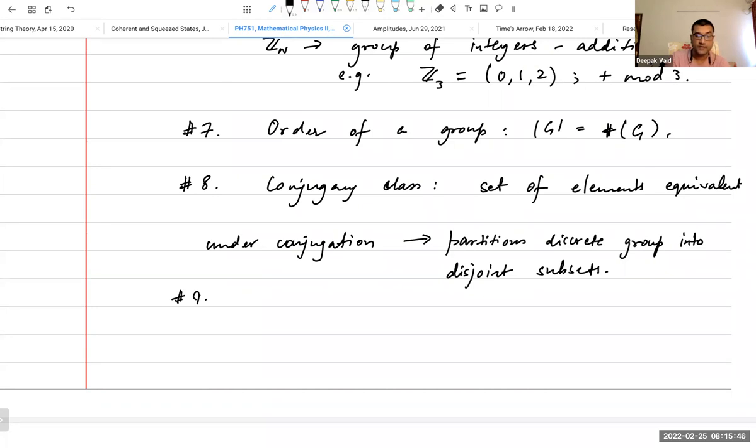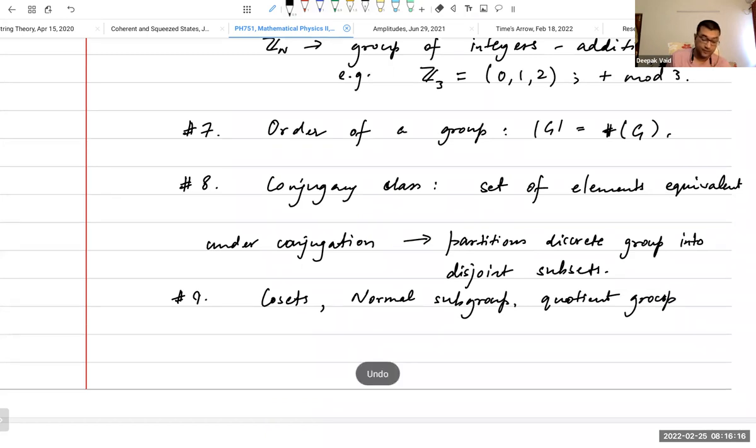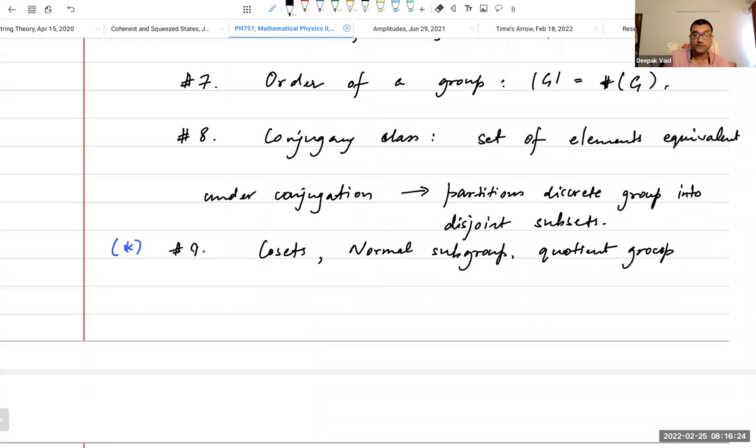Then there are a couple of other aspects which I didn't mention, but which are important. So I'll just mention the names briefly. There's a notion of a coset, then normal subgroup, and then quotient group. So these you can read up about if you are interested. These are also very important concepts. They are related to the concept of a conjugacy class. And one more concept, which is called the center of a group.